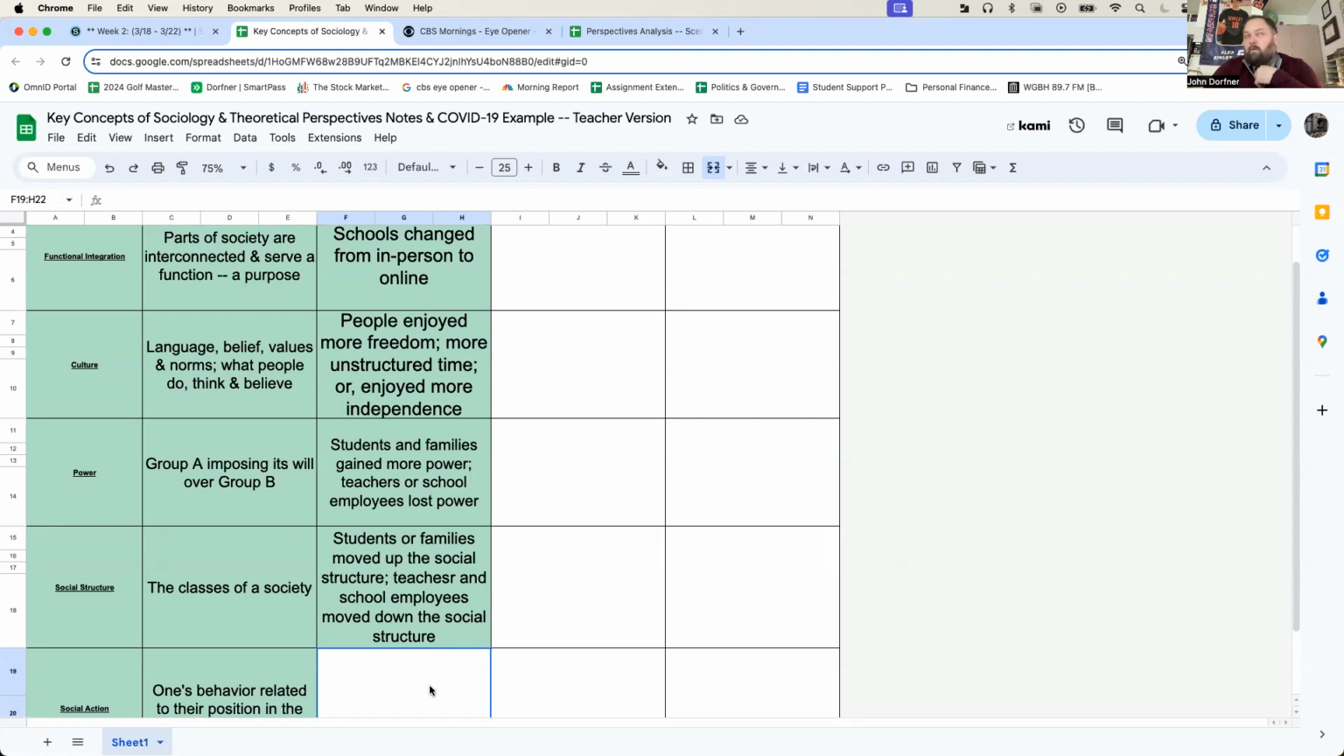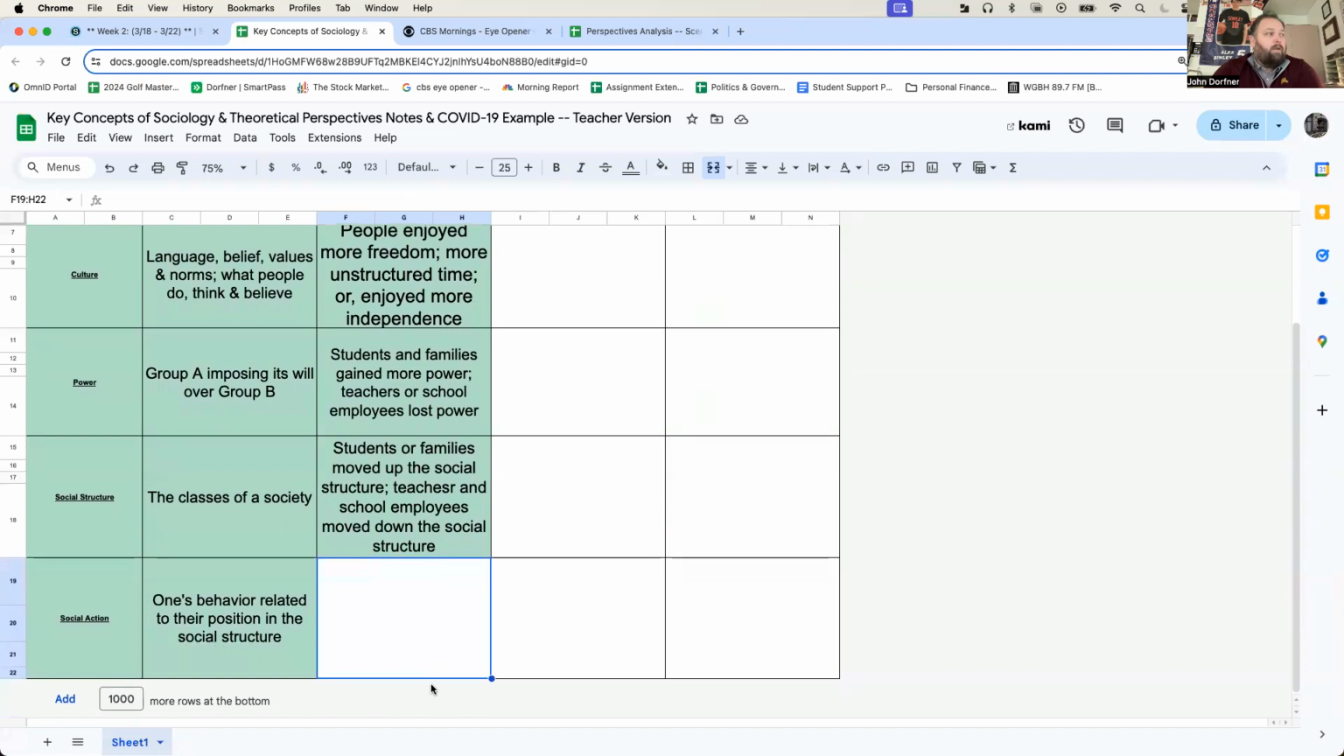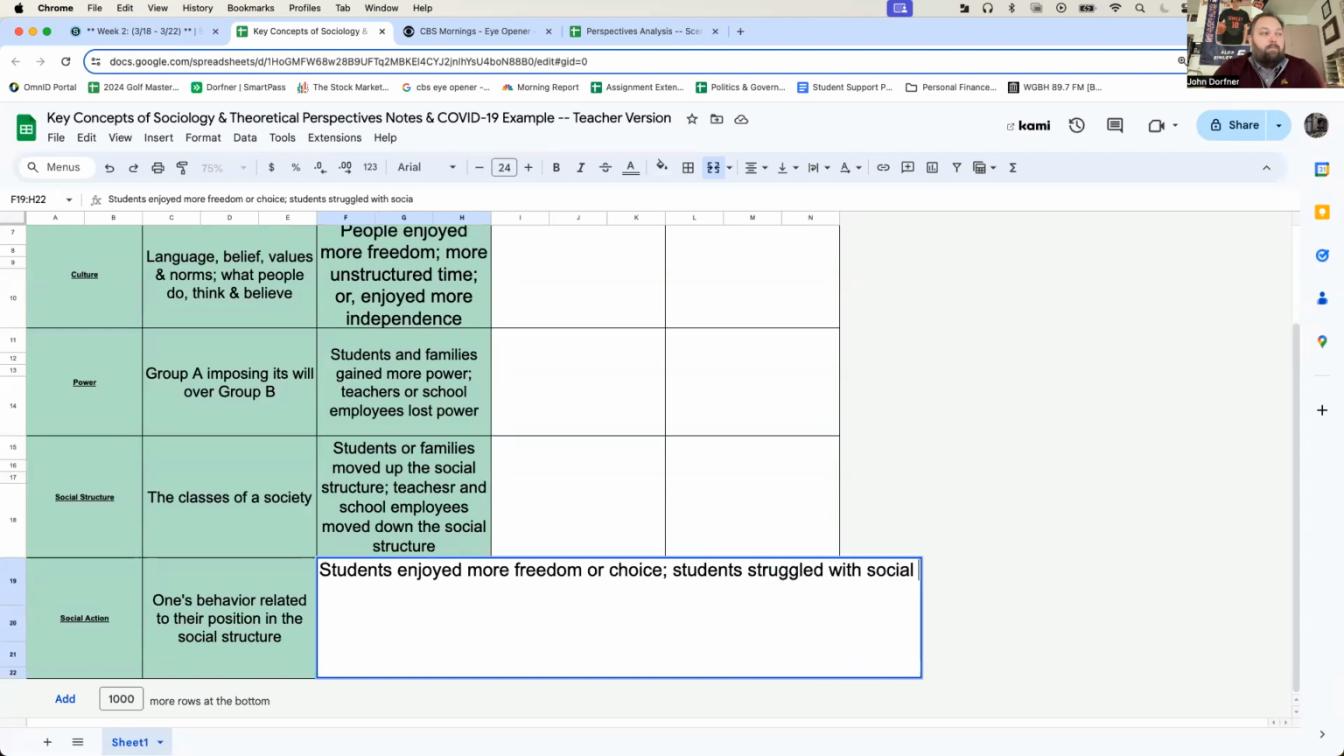If you've got some sort of mentioning here that groups moved up the power scale or the social structure, or groups moved down, then we're going to be just fine. And then we get to social action, one's behavior related to their position in the social structure. Well, maybe you looked at it from a student perspective. Students enjoyed more freedom or choice. Or perhaps you could write down, so we've seen this too, students struggled with social interaction or schedules.